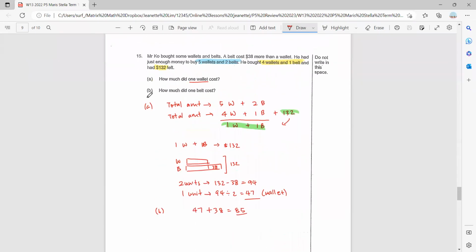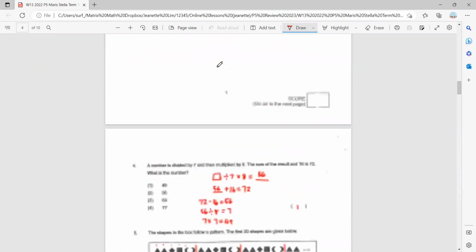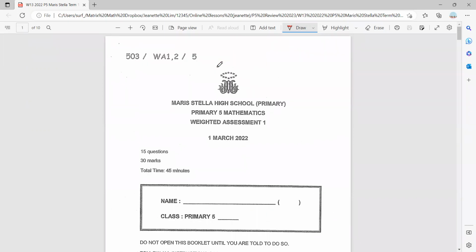Okay, with that, that's the end of this Marie Stella paper, 2022 WA1 Marie Stella paper.